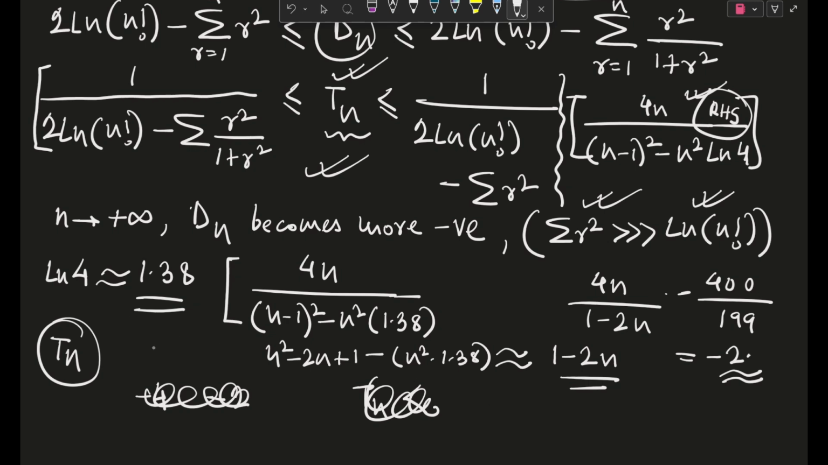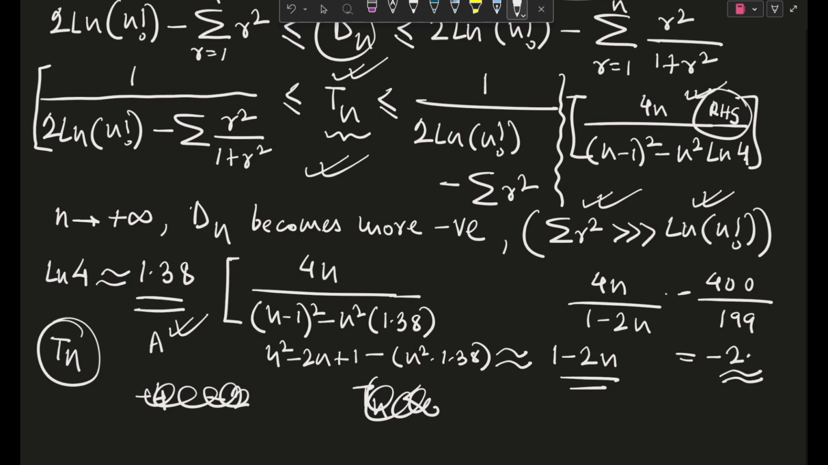Basically this option A is correct, and the reason is because you saw I calculated 1 by this thing. So 1 by 2 ln 100 factorial, ln of a big value. But the sum of squares, sigma r square, the sum of 100 natural numbers, would be much more than ln of 100 factorial. So 1 by this thing would come out to be a huge value, obviously, because the difference is huge.